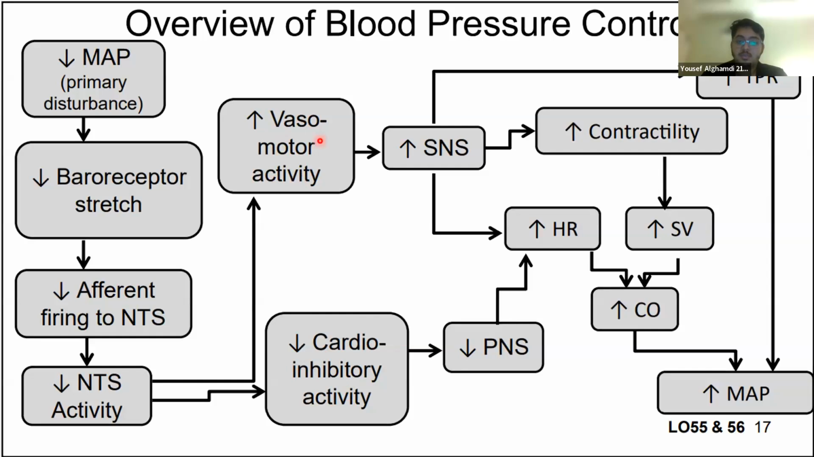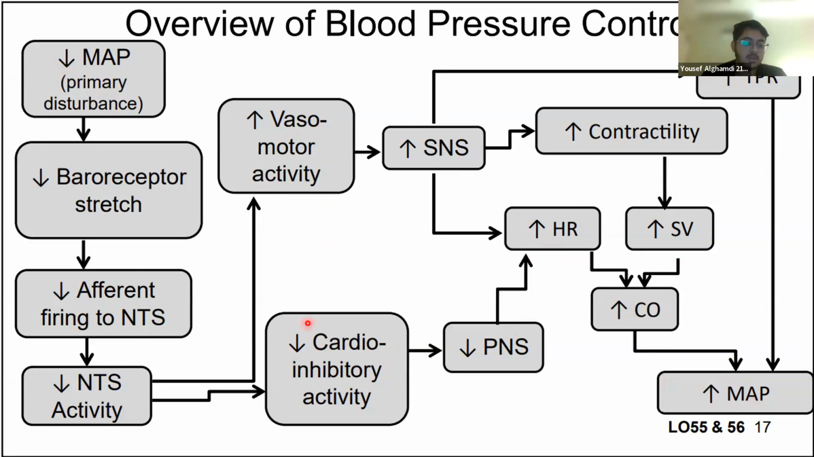So if there is an increase in vasomotor activity, we'll stimulate the sympathetic nervous system, which will increase TPR, contractility and heart rate. An increase in TPR will cause an increase in mean arterial pressure, which will solve this problem. An increase in contractility will increase stroke volume, which will increase the cardiac output, which will increase the mean arterial pressure, solving this problem. An increase in heart rate will increase the cardiac output, which will increase the mean arterial pressure, solving this problem.